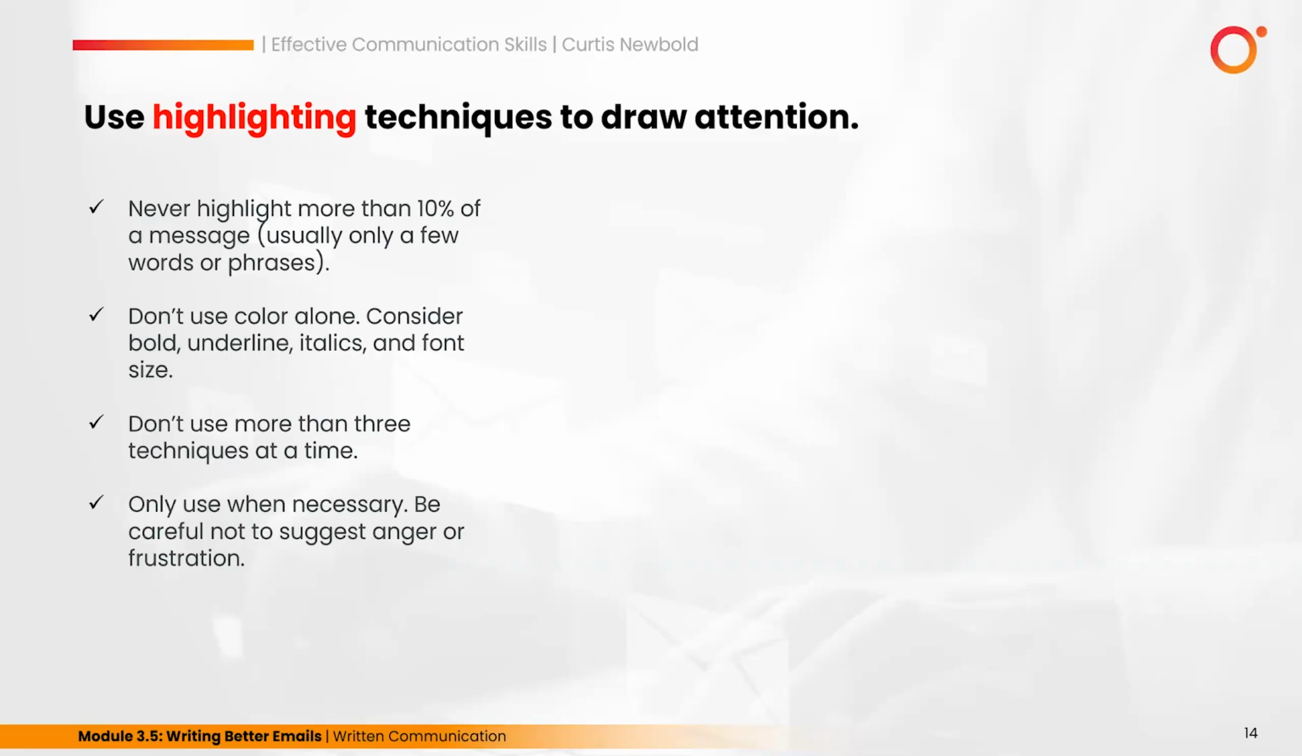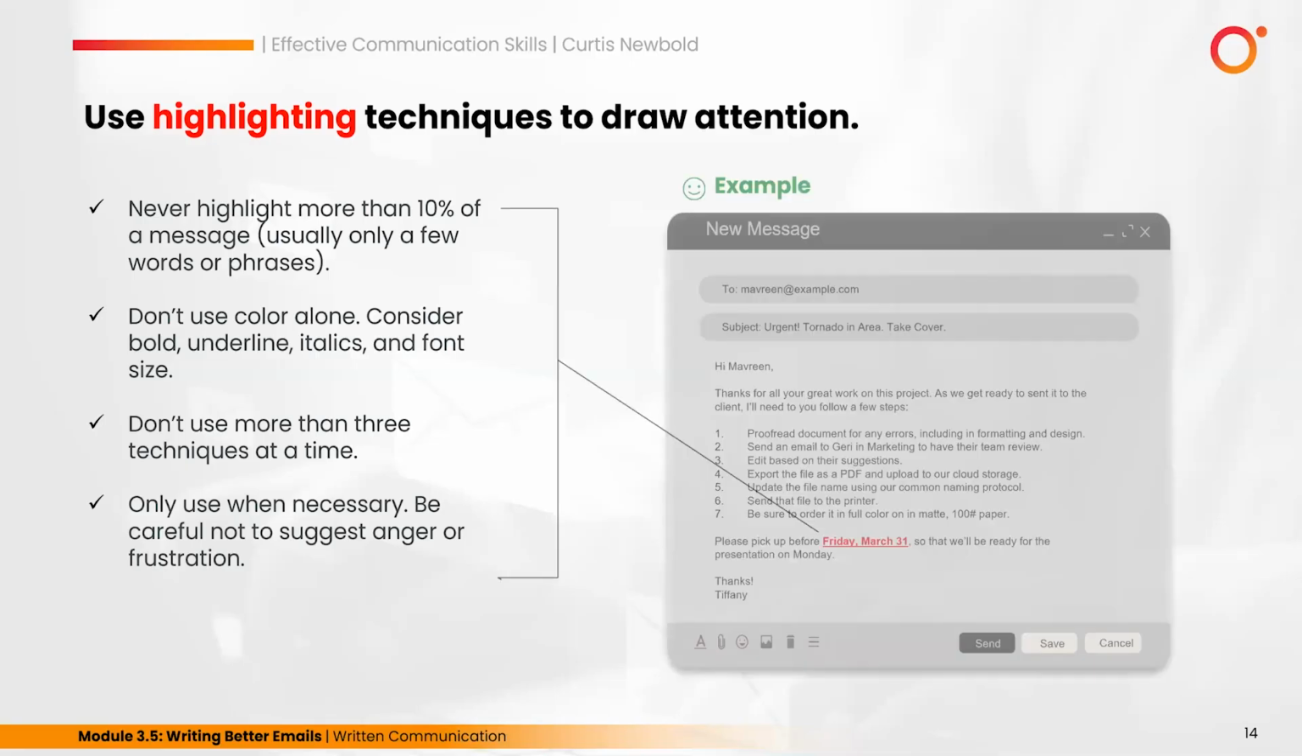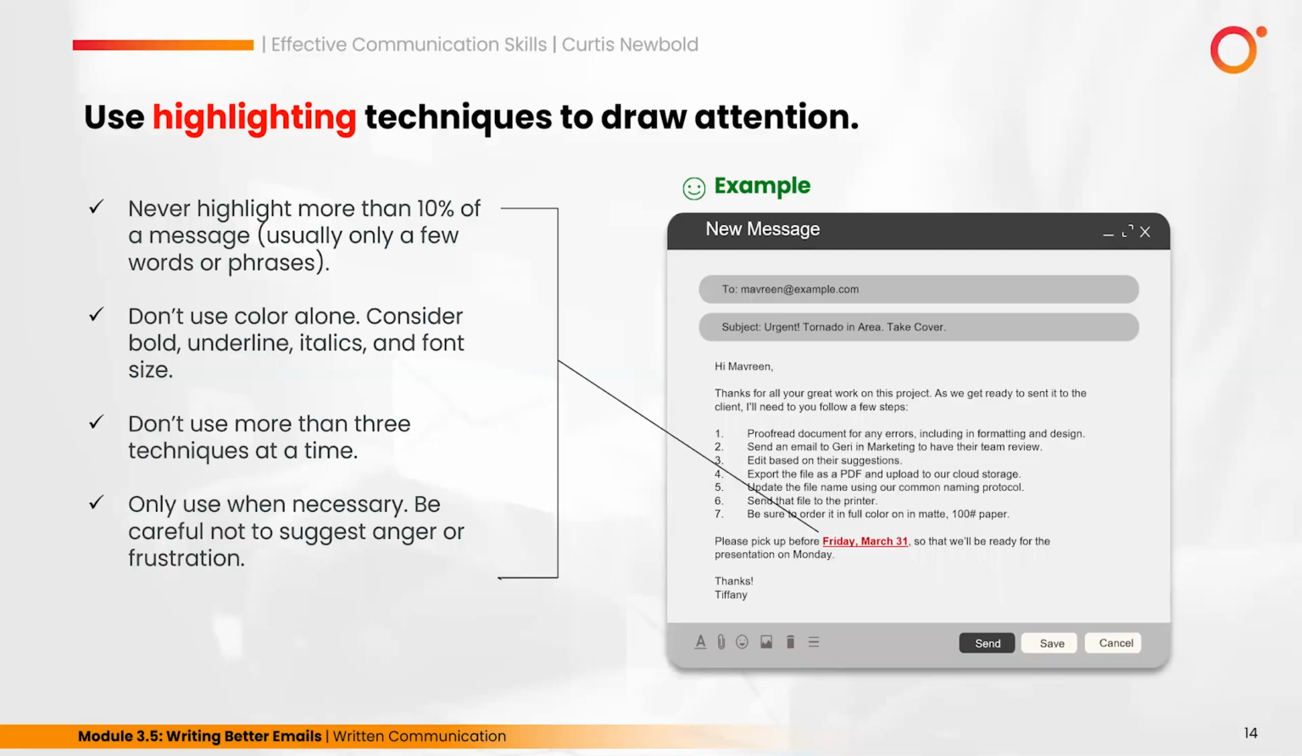You don't need to make it bigger, a different color, underlined, italics, bold, all that at once. Just use 2 or 3 at a time. And then use only when necessary. Be careful not to suggest anger or frustration in the way that you use highlighting techniques. Like if you make it too big or too bold or too red or whatever else, sometimes that can communicate anger or frustration.